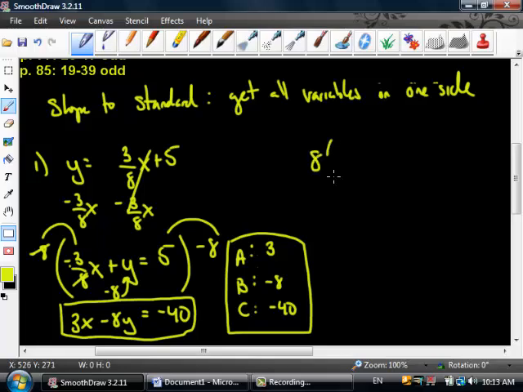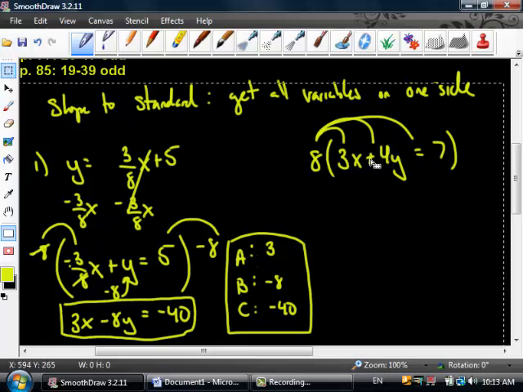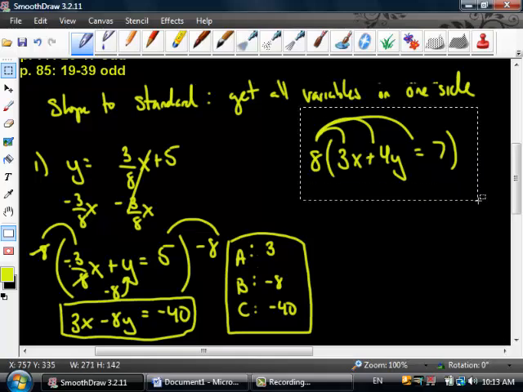I'm going to make a quick little example here. If I do 8 times 3x plus 4y equals 7, in order for this equation to stay exactly the same, if I multiply one thing by 8, everything needs to be multiplied by 8 for it to stay the same. Okay? So it's just to keep it balanced, and that's all it really is.